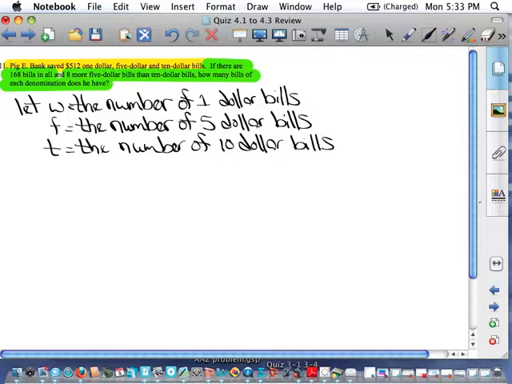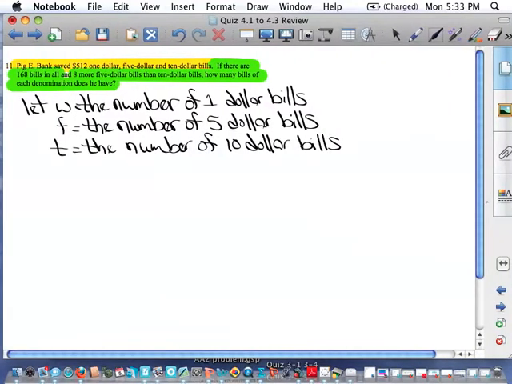Okay, so when you look at that word problem again, you know that he had 168 bills in all. So if we take the number of $1 bills plus the number of $5 bills plus the number of $10 bills, that would equal 168 bills. Now each of those has a value, and the total value is 512.